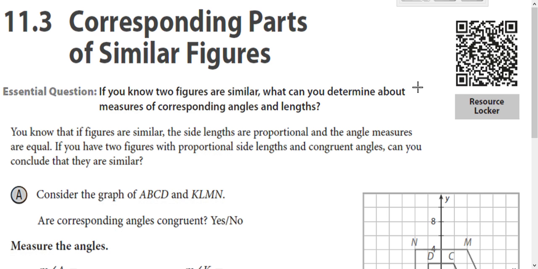So earlier in this class, we've talked about corresponding parts of congruent triangles in particular, but congruent figures will be congruent. But corresponding parts of similar figures are not going to be congruent because the figures aren't congruent, but they will have a ratio or a proportion. They will have a relationship. So if figures are similar, the side lengths are proportional, and their angle measurements are equal. So if the parts we're talking about are their angles, then corresponding angles will be congruent, but their side lengths are proportional.